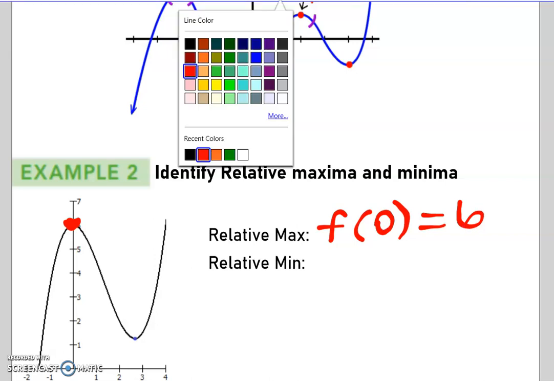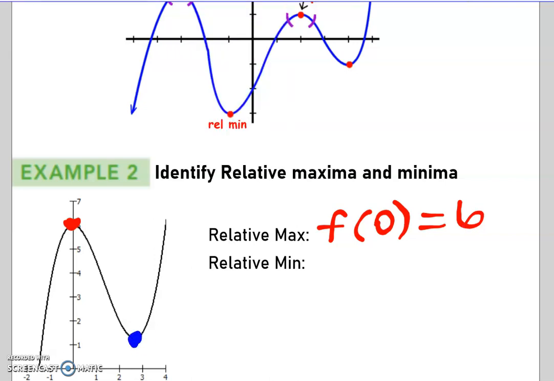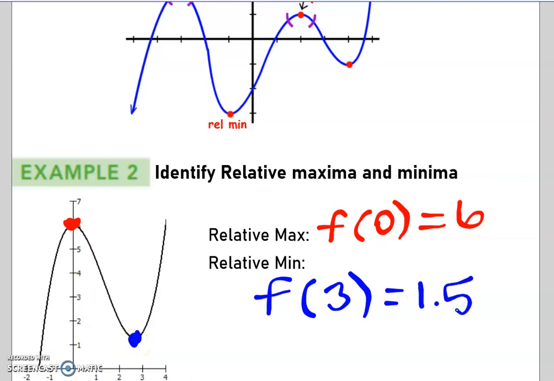My relative min, where do I have some valleys down here? Okay, when my x value, we'll round and say that's 3. Okay, f of 3. And my min, what is my min here? We'll say that's 1.5. Okay, that is how we want to write our relative max and min. Add the x values. What is that y? Max, what is that min? Y. Okay, great work, guys.